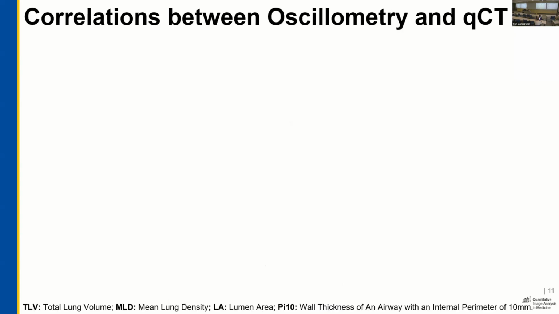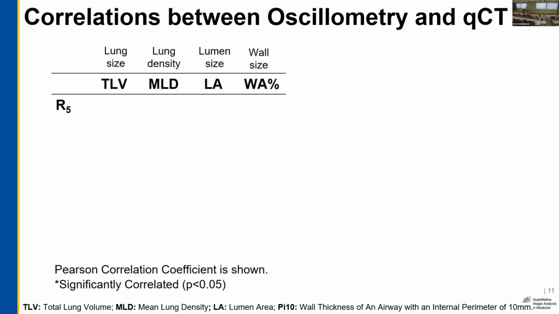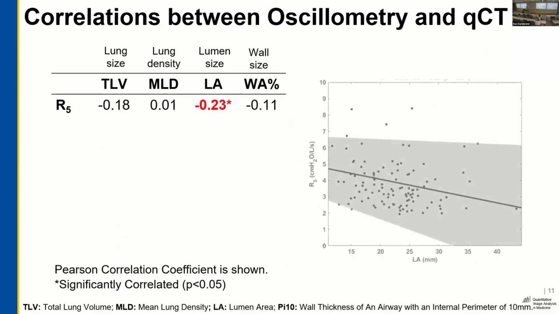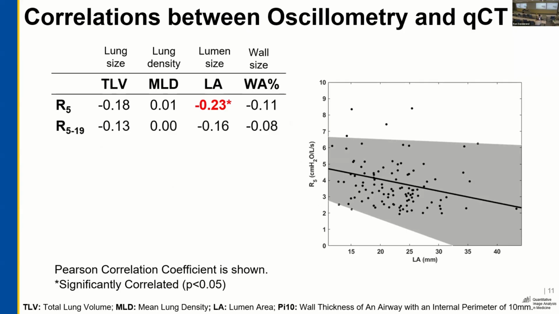All right, so you guys are probably interested in this: correlations between structure and function. We're going to take it slow here, starting with R5. We're going to run through correlation coefficients with lung size, TLV, lung density, MLD, lumen size, LA, and wall size, wall area %. So R5 was only significantly correlated with lumen area. What we saw was, as lumen area increased, resistance at 5 Hertz decreased significantly. In terms of R5 minus R19, we did not see any significant correlations.